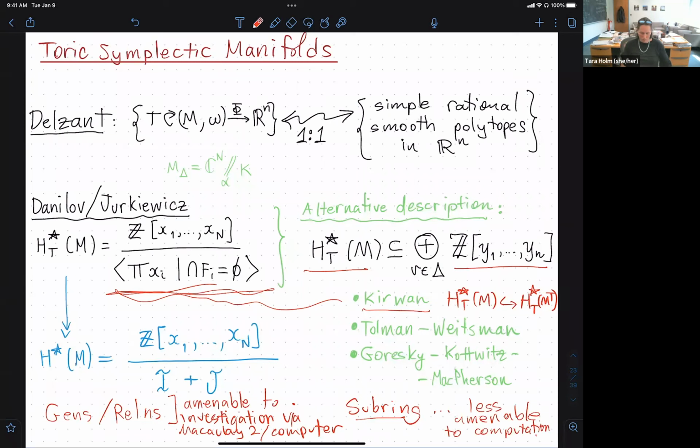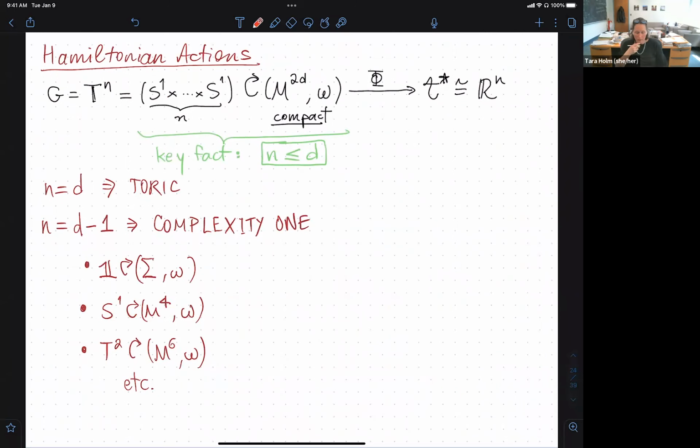Okay, so I'll leave it at that. The punchline that I've already let out of the bag is that we can hopefully make similar calculations in the complexity 1 case. So when a half-dimensional torus is acting on a symplectic manifold, this is the toric case, which has been well investigated.